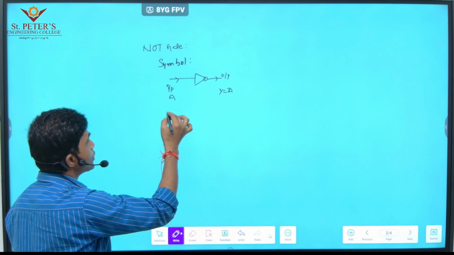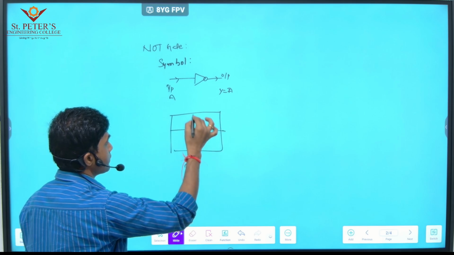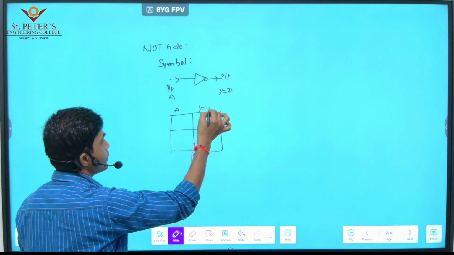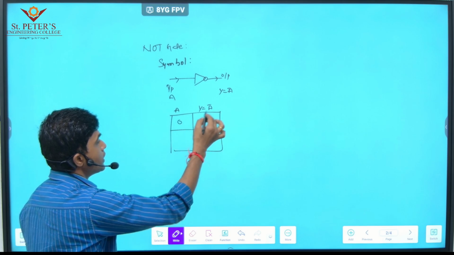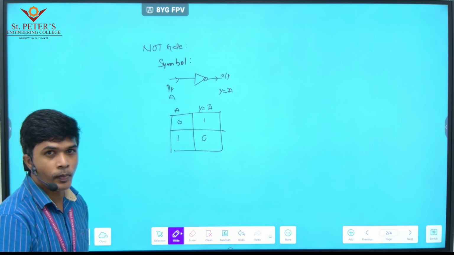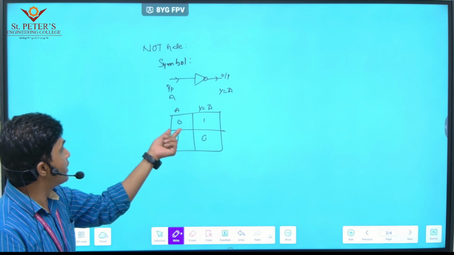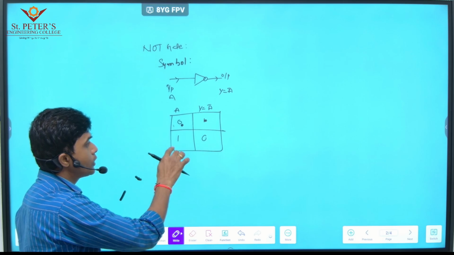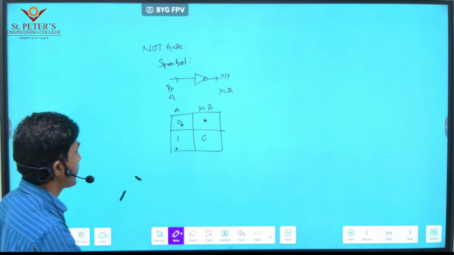So let us see the truth table. The truth table of NOT gate is A, Y is equal to A bar. If A equal to 0, then A bar becomes 1. If A equal to 1, A bar becomes 0. So a NOT gate does the complementation of whatever input you supply. Here we have supplied A value 0, then output became 1, A value equal to 1, output became 0. So it does a simple complementation.